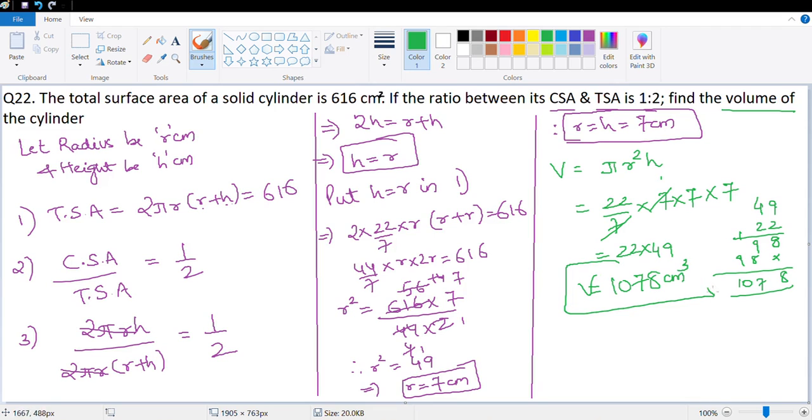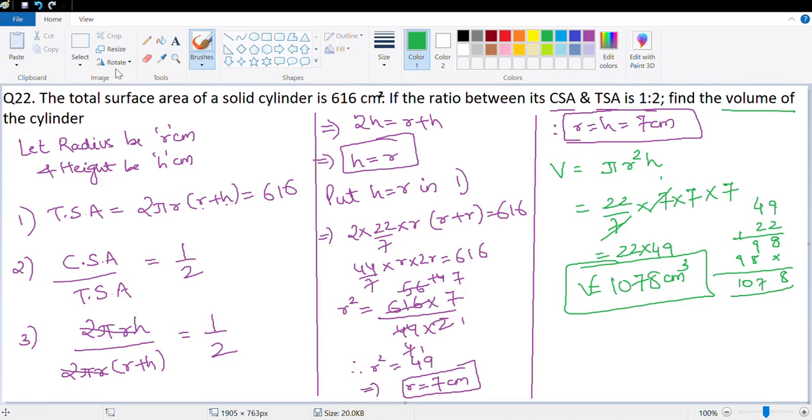So interesting question. It required us to first figure out that h and r are equal, and then we calculated the value of h, or rather r in this case, and then we calculated the volume. Let's look at the next question.